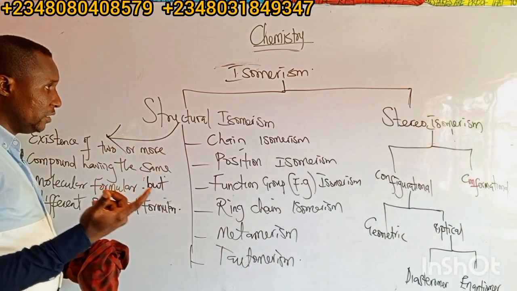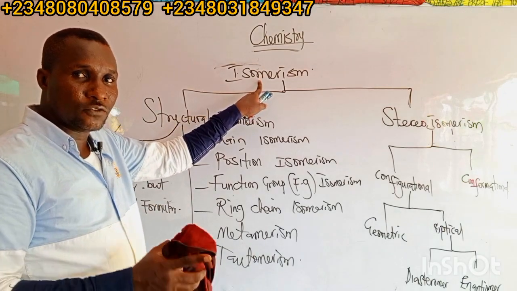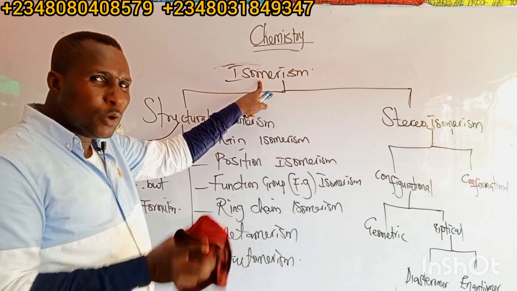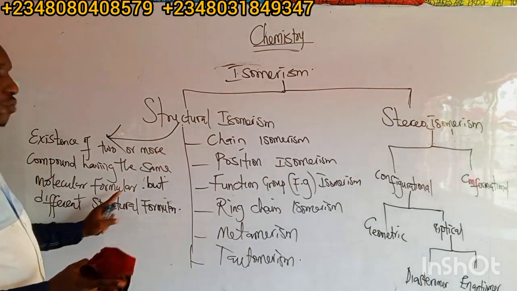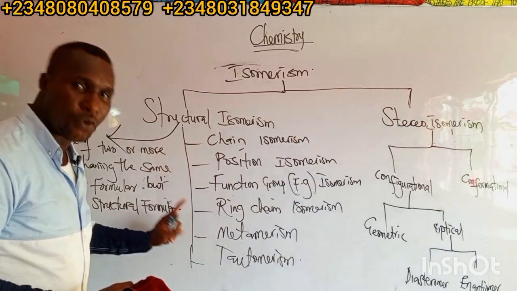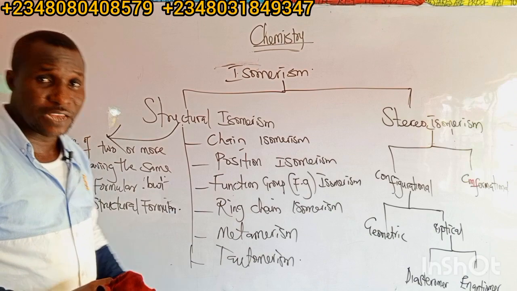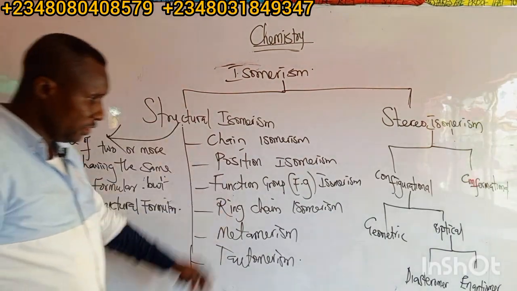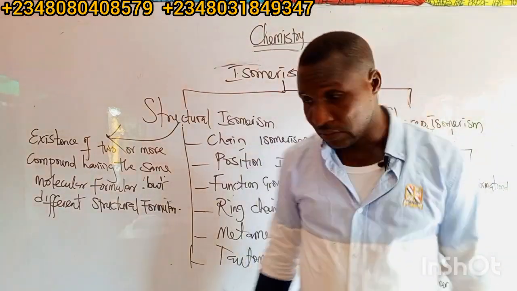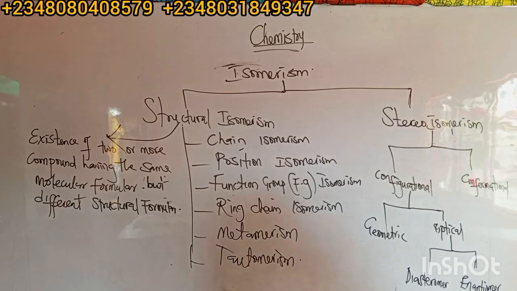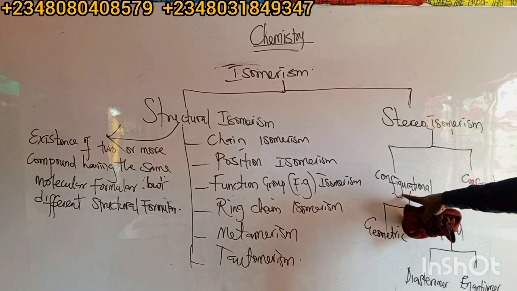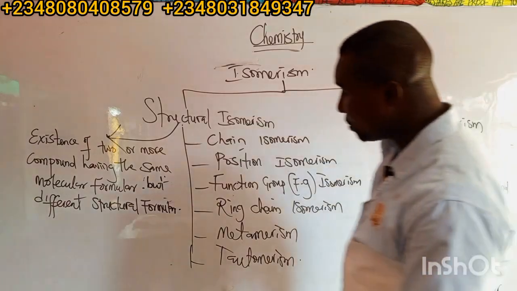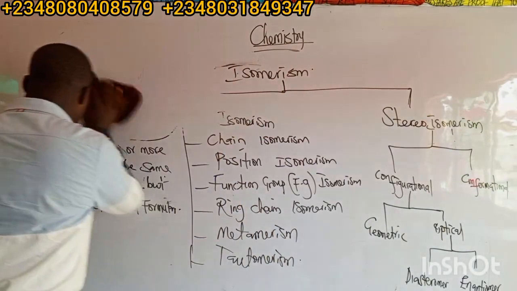Take note: isomerism is the existence of two or more compounds having the same molecular formula but different properties. Then structural isomerism is the existence of two or more compounds having the same molecular formula but different structural formula. And these are the types of structural isomerism. I believe that you've written down all this. Please, you can pause the video and put down all these types of structural isomerism and types of stereoisomerism. And take note, geometric isomerism and optical isomerism are examples of configurational isomerism. Please take note of that. Yeah, let us move. Let me give you the characteristics.